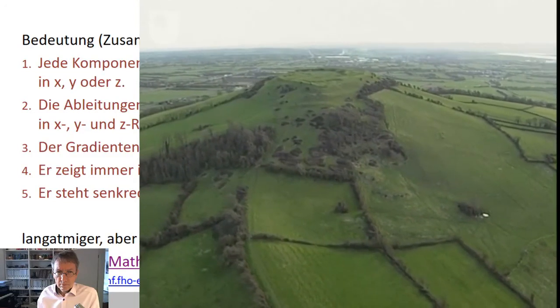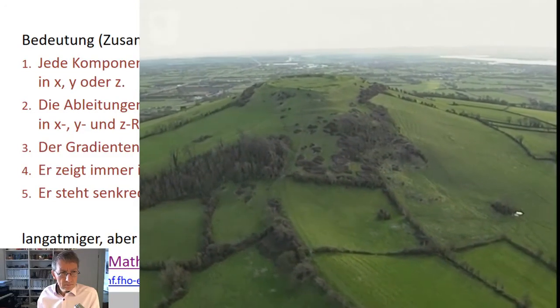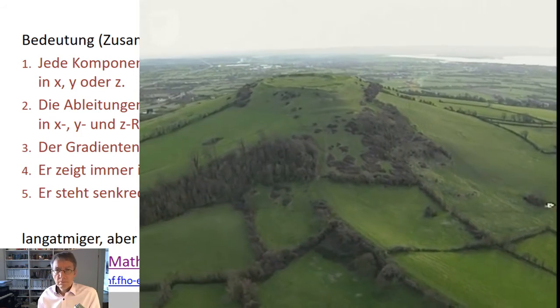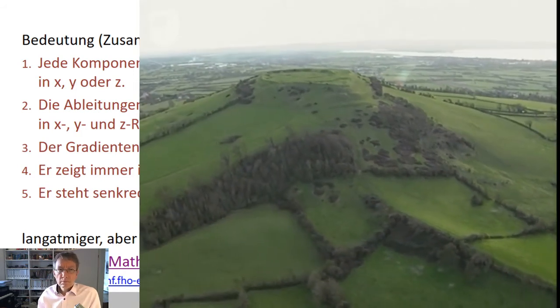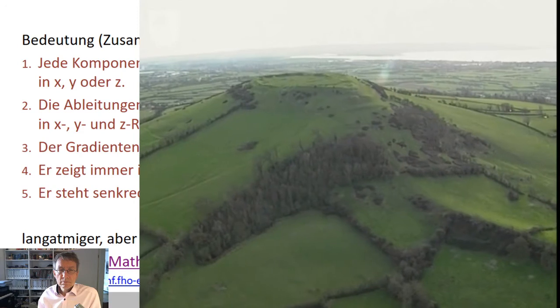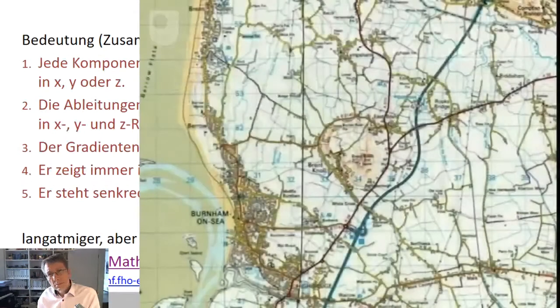This is Brent Knoll in Somerset. In fact, to find the slope of any path on this hillside, we don't need a mathematical model. We can estimate the slope from a map. Each of the contours on this map represents a constant height above sea level.